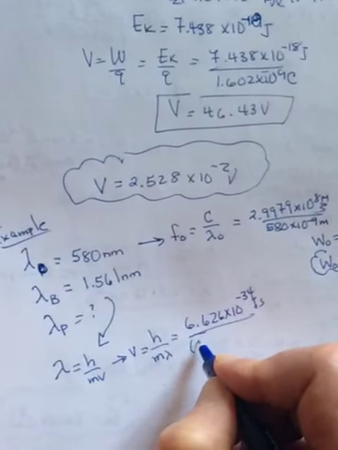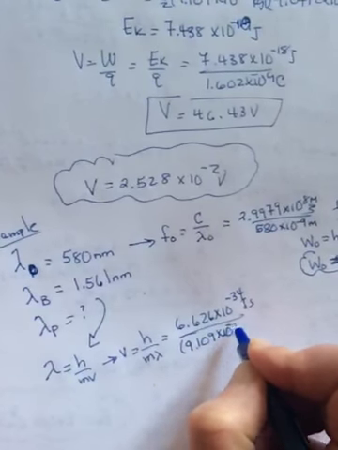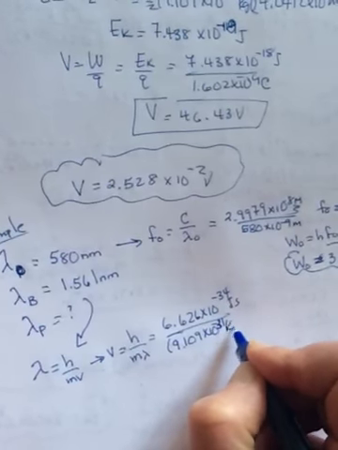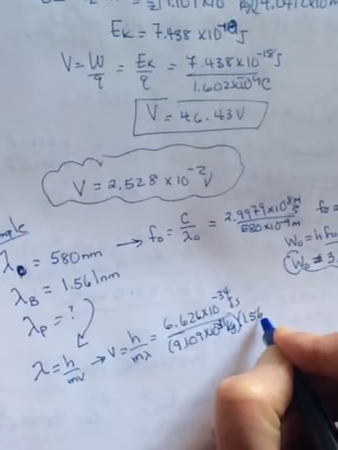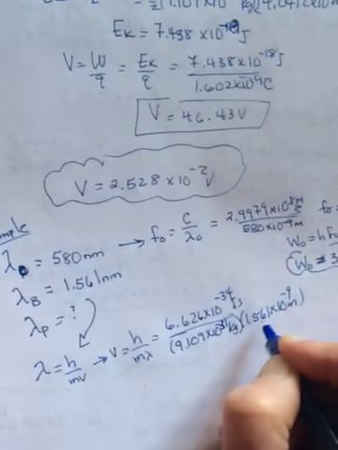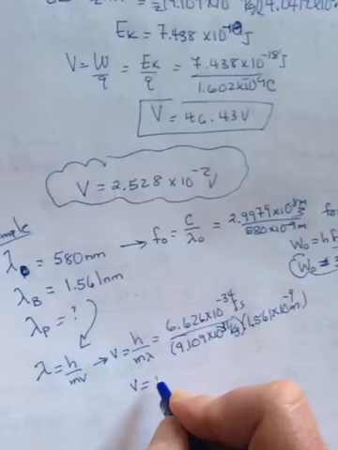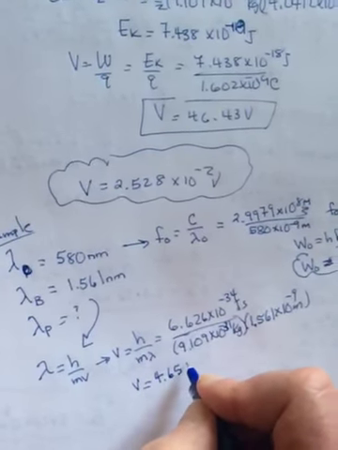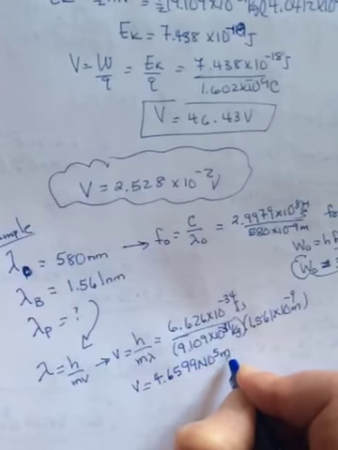over m, it's an electron, 9.109 times 10 to the negative 31, and 1.561 times 10 to the negative 9 meters, kilograms. V you get to be 4.6599 times 10 to the 5th meters per second.